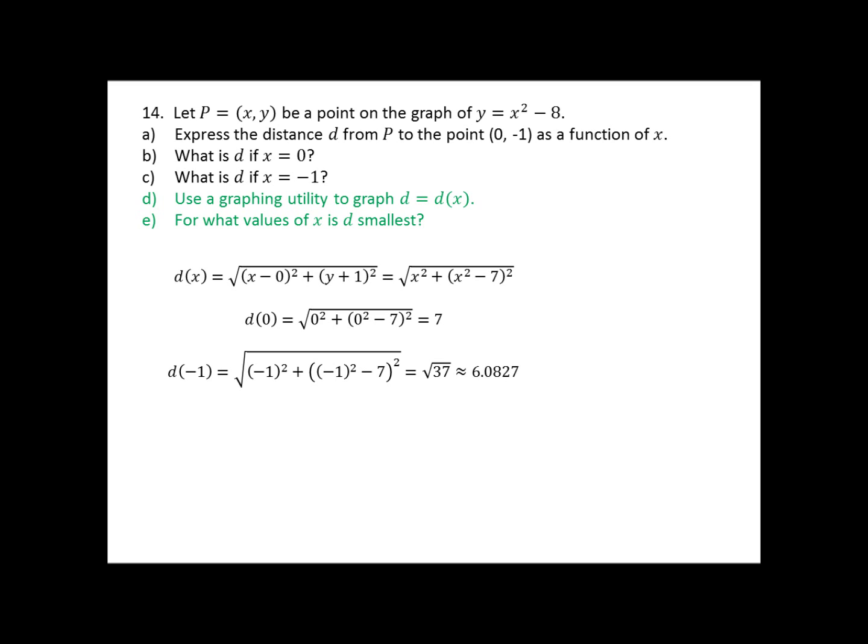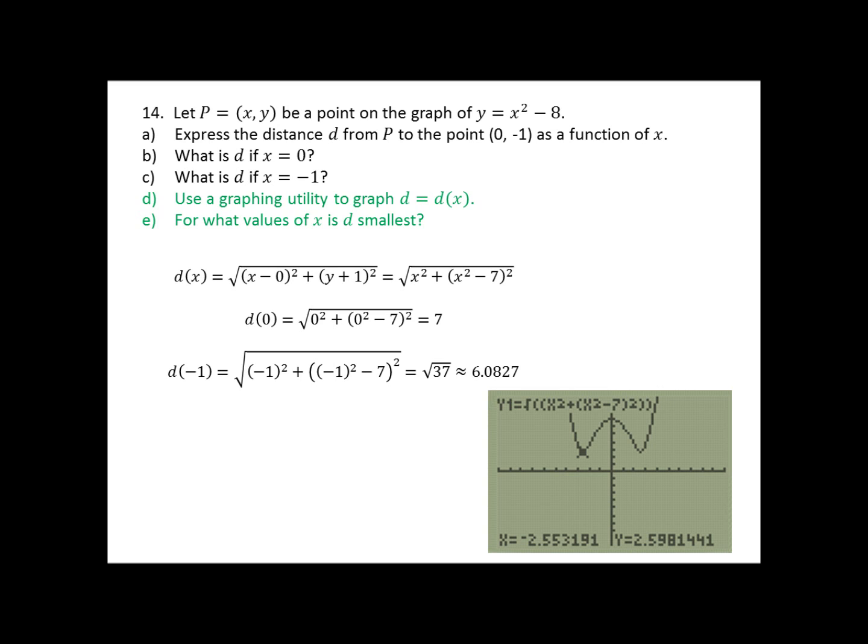Okay, let's graph this function. So again, I typed it in just the way I have it up there on that top line. I didn't bother to multiply it out. I didn't bother to simplify. I get this weird W shape. Now since we're looking to find out where d is the smallest, I turn on my trace feature and I find the bottom, or at least one bottom, of the W. And I see that x equals -2.55. So the other side of that W would be where x is equal to a positive 2.55. If you don't believe me, go ahead and just hit the right arrow until that cursor's at the bottom.